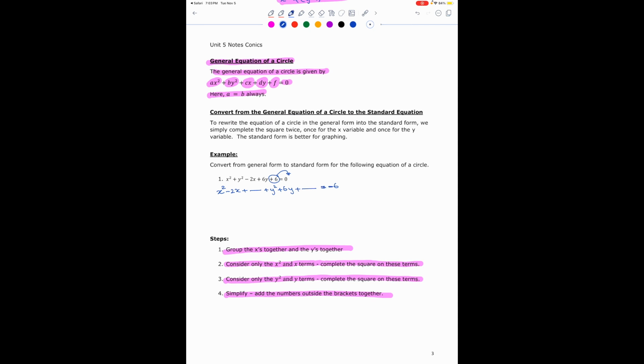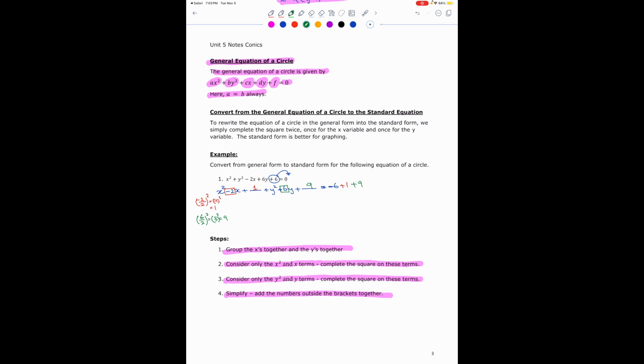Now we're going to figure out what number we should add here. I will take the coefficient of x and divide it by 2 and square it. So negative 2 divided by 2 and then square it. That will give me negative 1 squared, which is equal to 1. So I'm going to add 1 here, and I have to add it to the right-hand side of the equation as well. In a similar manner, I will need to figure out what to add to the y variables. So I'm going to take 6 divided by 2 and square it. That is 3 squared, which is equal to 9. So I'm going to add 9 here, and I'm going to add 9 to the other side of the equation as well.